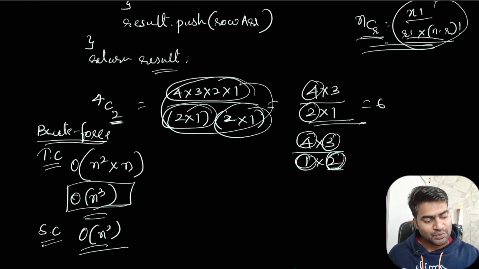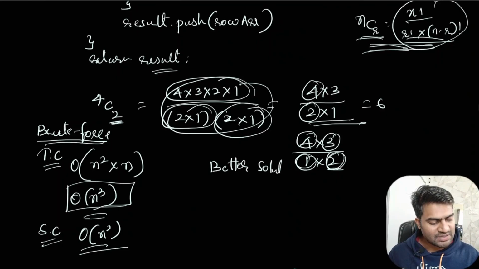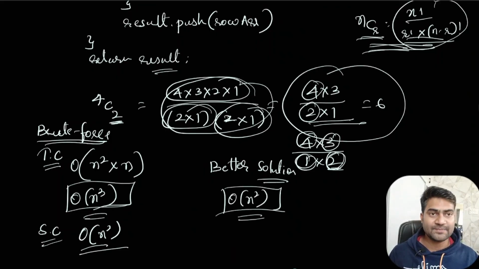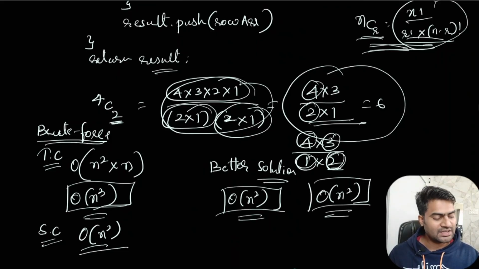Now, if we improvise this one a bit, then the better solution, basically using this particular way, it gets reduced to O of n square. And we don't use anything extra apart from the O of n square space for storing the values. That's where we can consider either O of n square or even we can consider O of 1, because O of n square is required to store the answer. Okay, so this is for better solution.